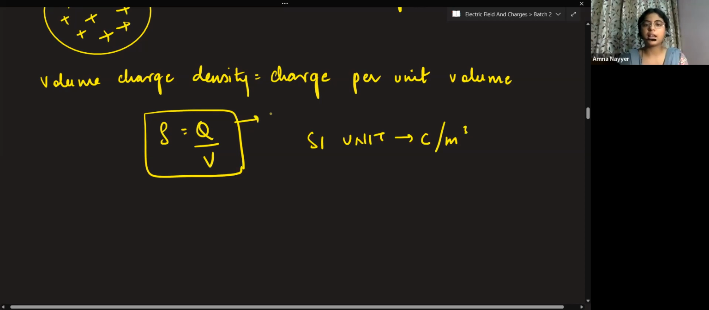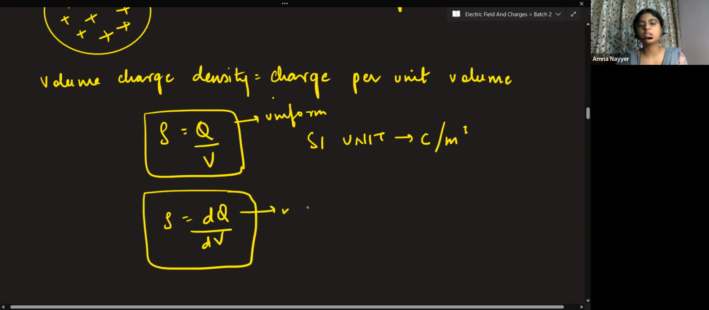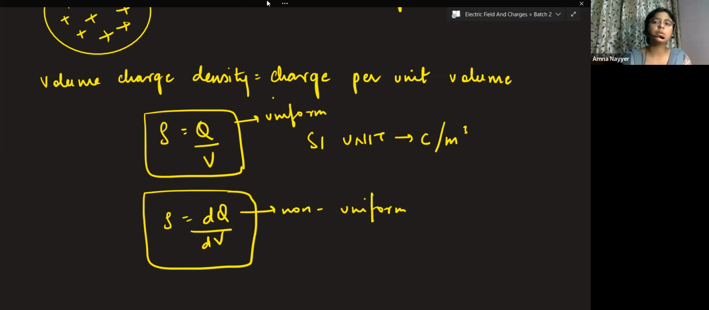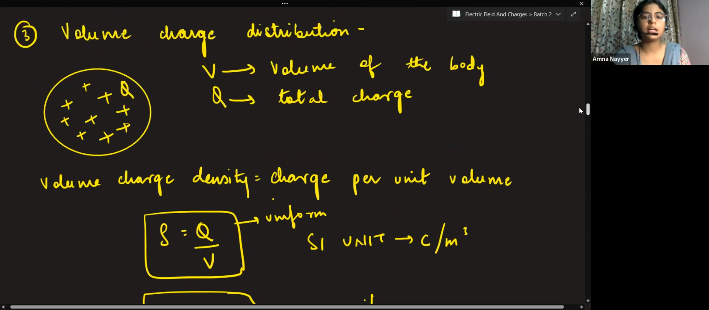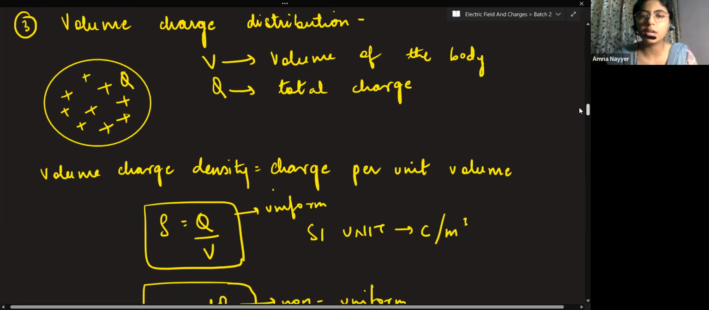Again, this is valid for uniform distribution, and if you have non-uniform, then rho will be dQ over dV. This will be for non-uniform. So all of you note this down. I am giving you a question. Now you all will answer. First note this down, and I'll give you a question. All of you should submit your answers.